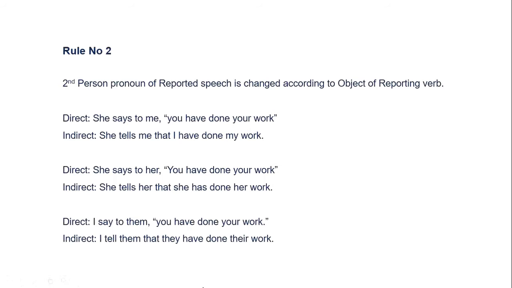You cannot write "I have changed I work." You have to use "I have done my work" or "changed my work." You have done your work. So she has done her work. It will not be like "she has done, she work." Okay, so you can understand why this pronoun is used, "she" is used here and "her" is used here. Okay, you can understand that.